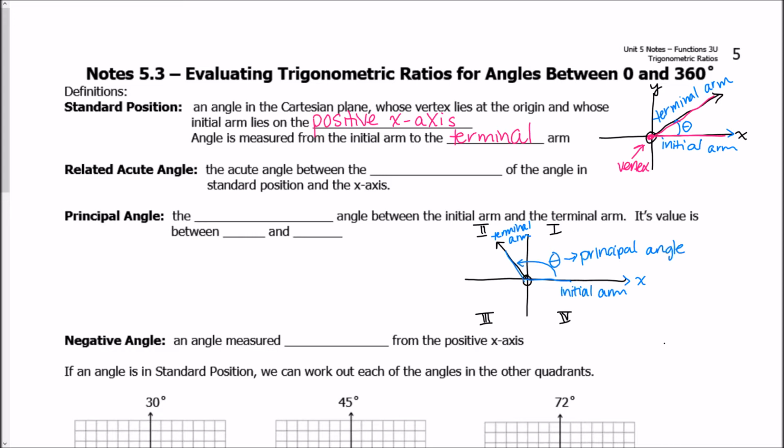Then the acute angle is the angle that is made between the terminal arm and the closest x-axis to it right here. So this right here is going to be your related acute angle. Since theta is our principal angle, our Greek letter beta is going to be our related acute angle. So the related acute angle is the acute angle between the terminal arm of the angle in standard position and the x-axis.